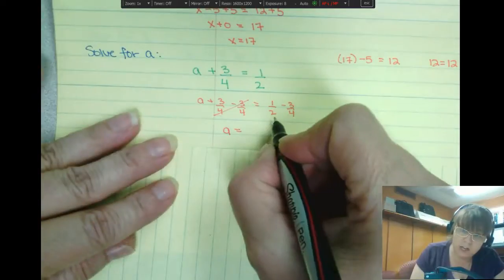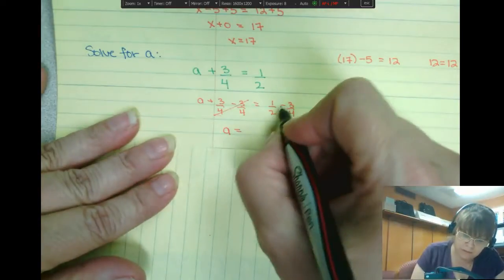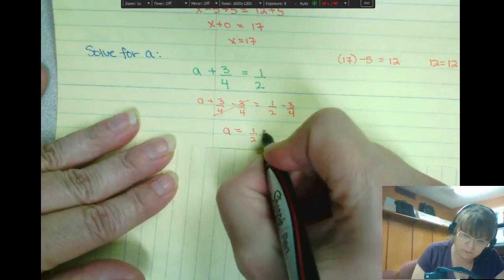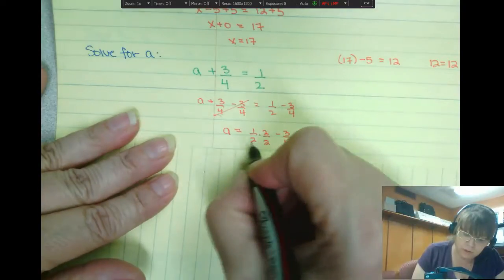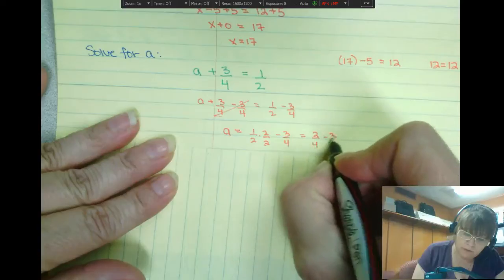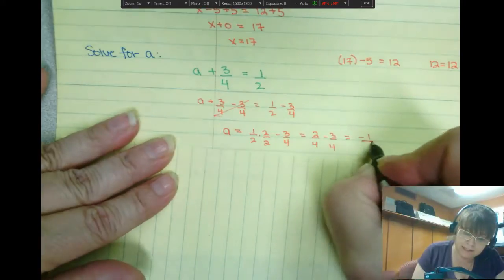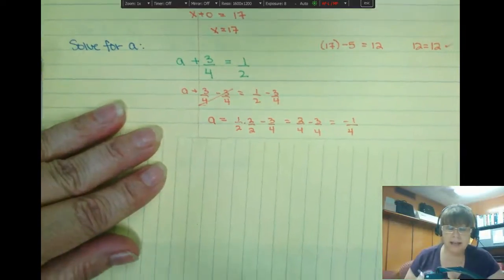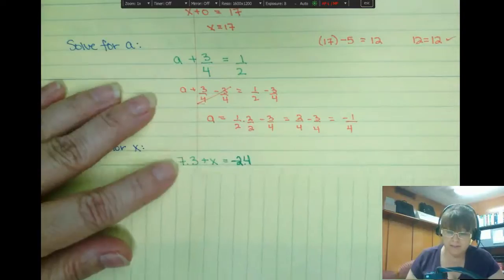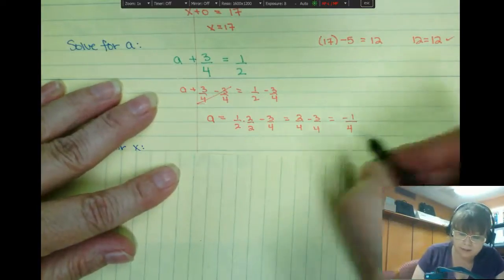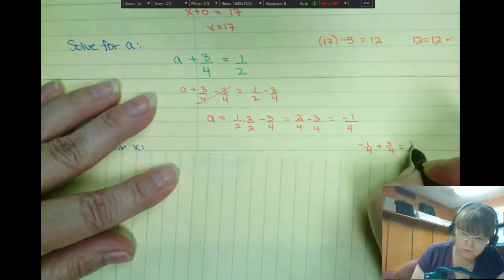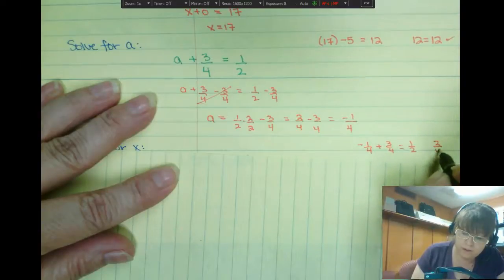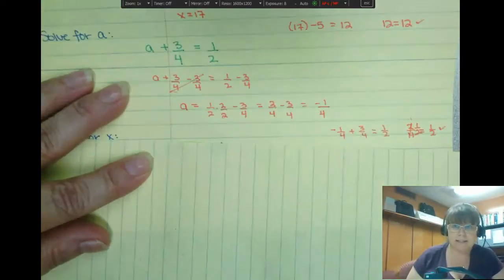But I have to find the common denominator, which will be 4. So 1/2 times 2/2 minus 3/4, which equals 2/4 minus 3/4. So our solution set is -1/4. Again, you always want to plug it back in to verify that indeed you do have the correct solution. So -1/4 plus 3/4 equals 1/2. 2/4 equals 1/2. I can reduce to 1/2, and yes, indeed, it does check.